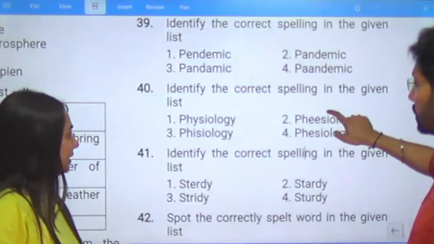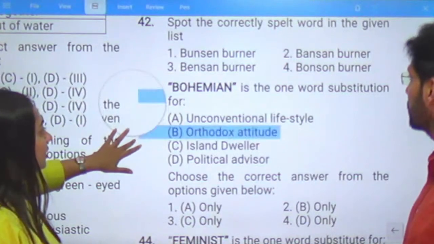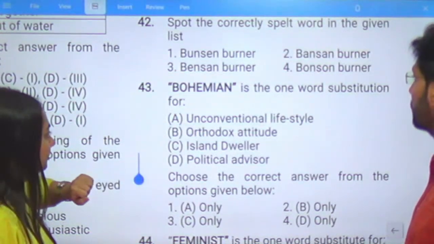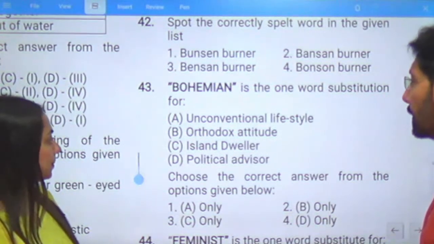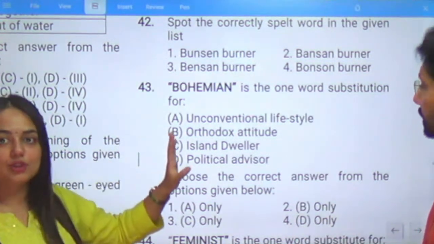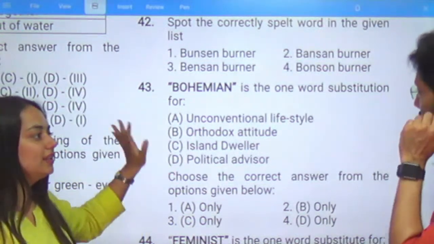Right? So let's do some more questions. Isko dekhen, ma'am, Bohemian? Yeah, sure. Will you discuss this one, sir? Okay, Bohemian is the one word substitution for... So this is a one word substitution question. They may give you like this also. Let's read all the phrases, sir, and then let's guess it.